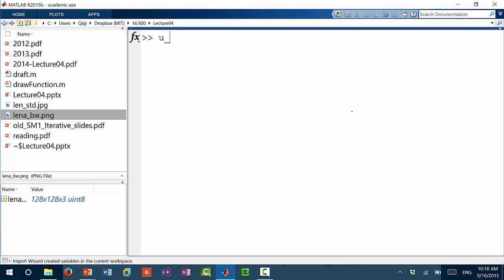Okay, so let's say U exact. So we are doing a manufactured solution. We are manufacturing the exact solution to be equal to, I want to convert it to double, Lenna BW, column 1. So I'm just going to take the red part of the solution.